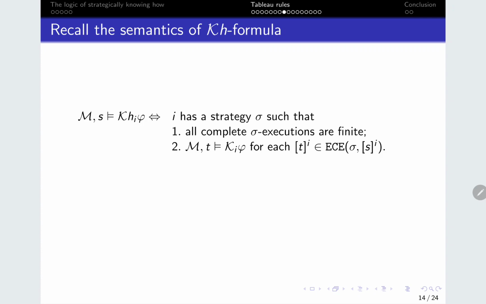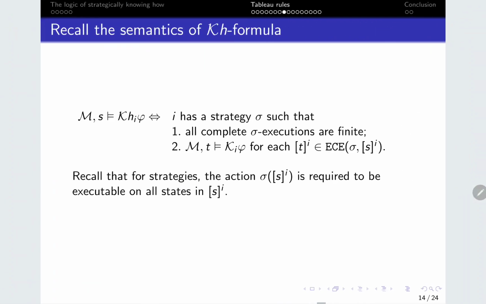Okay, now we are moving to the rules for the know-how formula. Before going on, we recall the semantics for the know-how formula. Know-how phi is true in S if and only if the agent has a strategy sigma such that all complete sigma executions are finite, and for each termination belief state T, know-that phi is true on T.